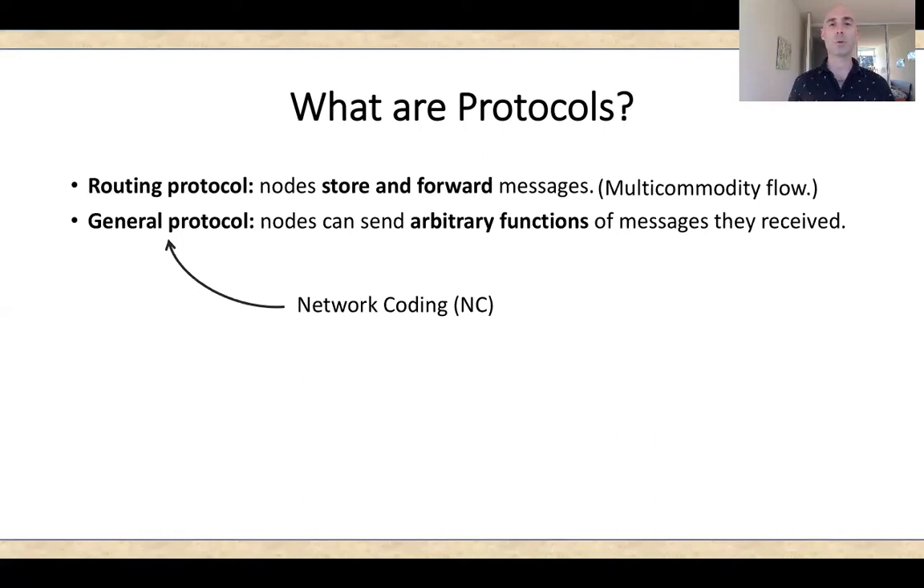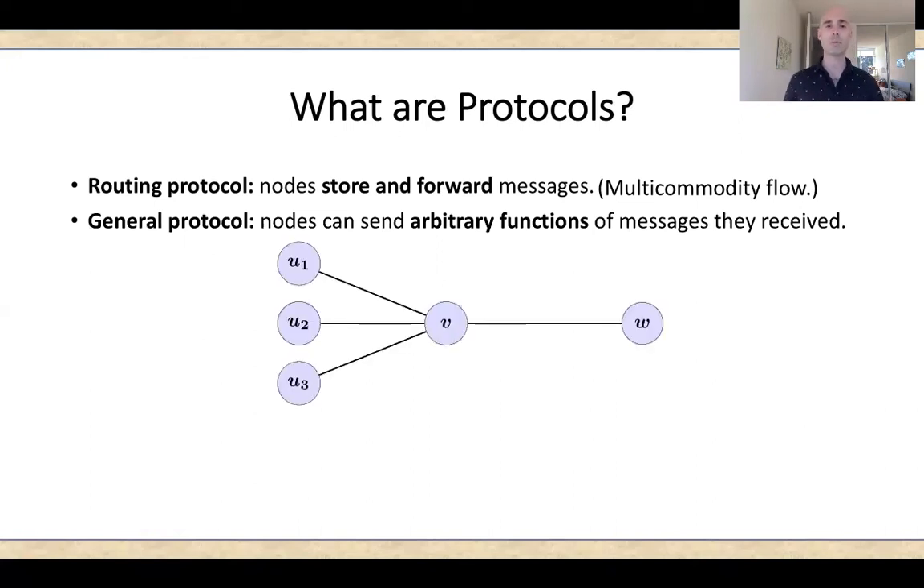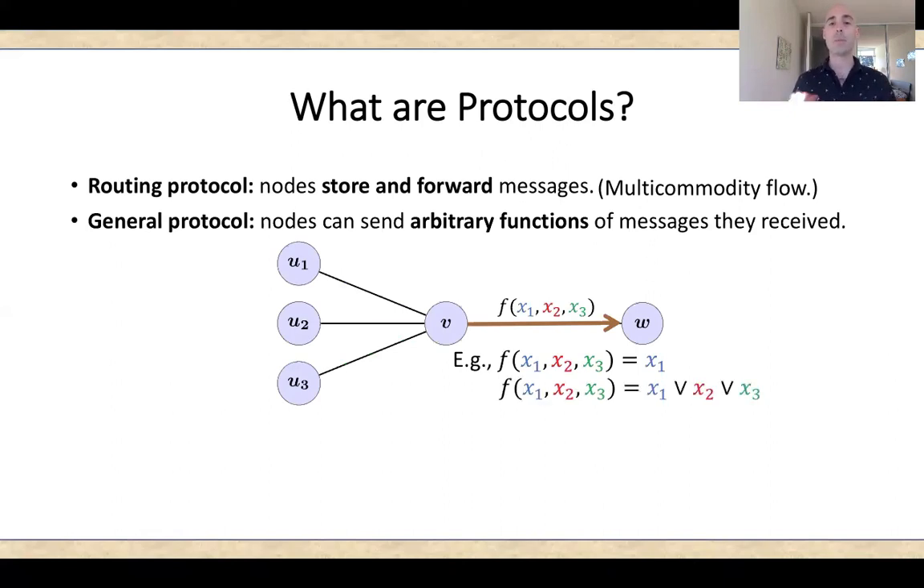Okay, so what do such protocols look like? Pictorially, it looks something like this. If we think about this subnetwork, say in a particular round, U1 and U2 might send a message to V. In the subsequent round, U3 might send another message to V. And then in the next round, V might send some function of these three messages to its neighbor W. This function could be one of the messages, as in routing protocols. It could be the max of these messages. It could be the sum of some of these, of course, mod 2. It could be anything really.